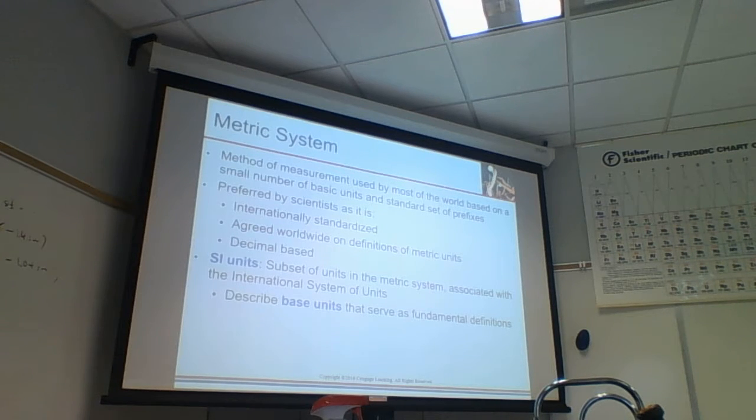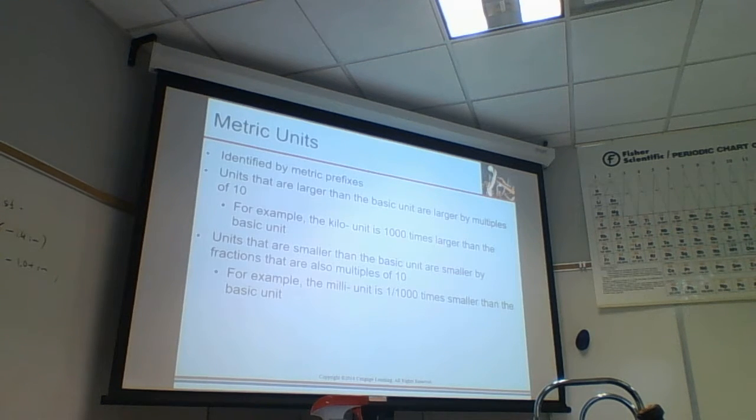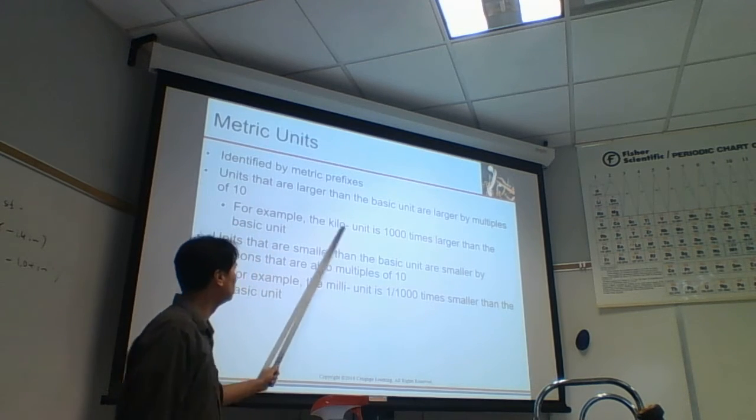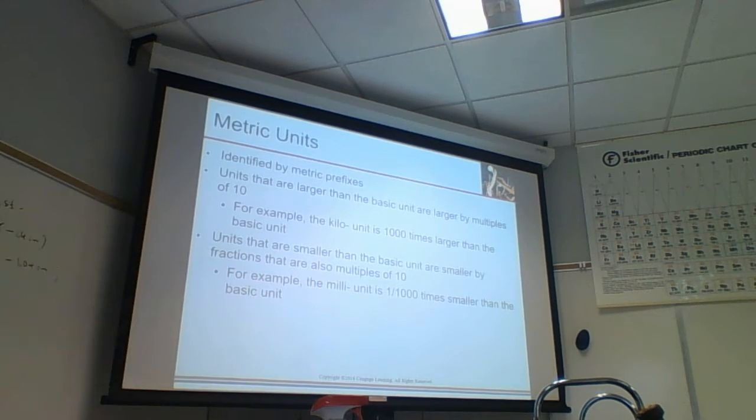But we use grams, and for volume, we don't use cubic meters. We use milliliters or liters. Then we have metric prefixes. Some metric prefixes to start off with: kilo is 1,000, milli is 1/1,000.